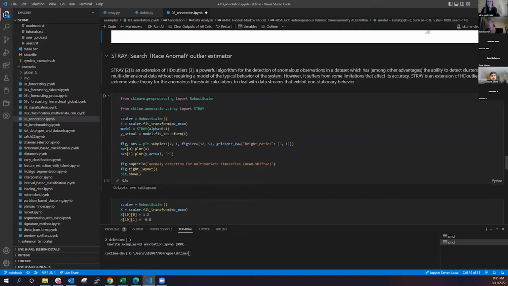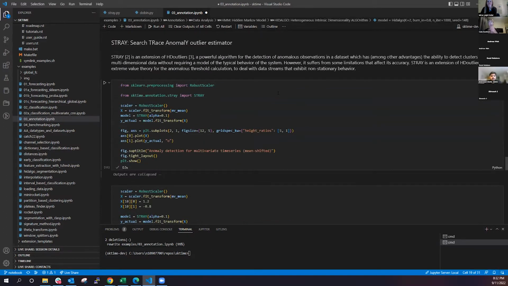So moving on to, I think, our last anomaly detection algorithm. So this one's called STRAY, Search Trace Anomaly Outlier Estimator. And basically, again, it just looks at an improvement on a powerful algorithm that already exists, HD outliers, to better deal with non-stationary behavior.